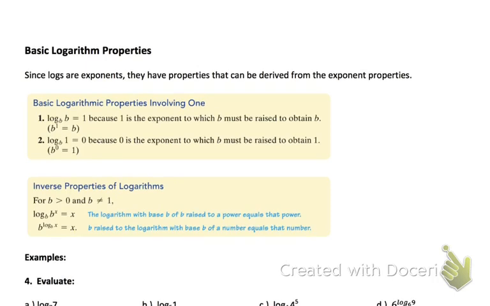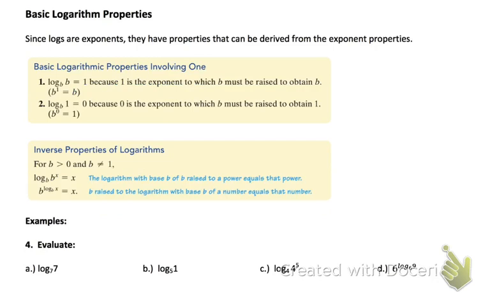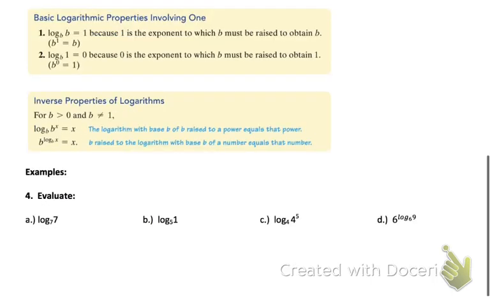Okay, so the last thing that I want to talk about today is just some basic logarithm properties and kind of like the undoing bits of each other. So since logs are exponents, they have similar properties that can be derived from the exponent properties. So these properties involving 1 are really helpful.